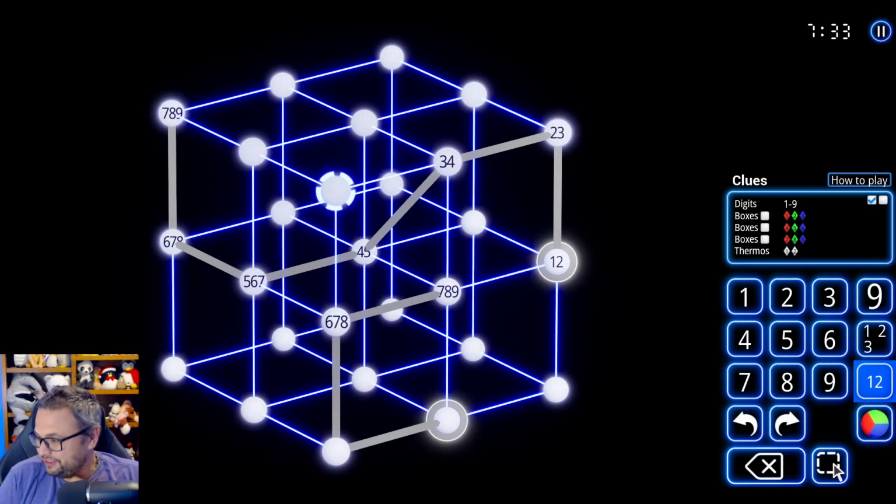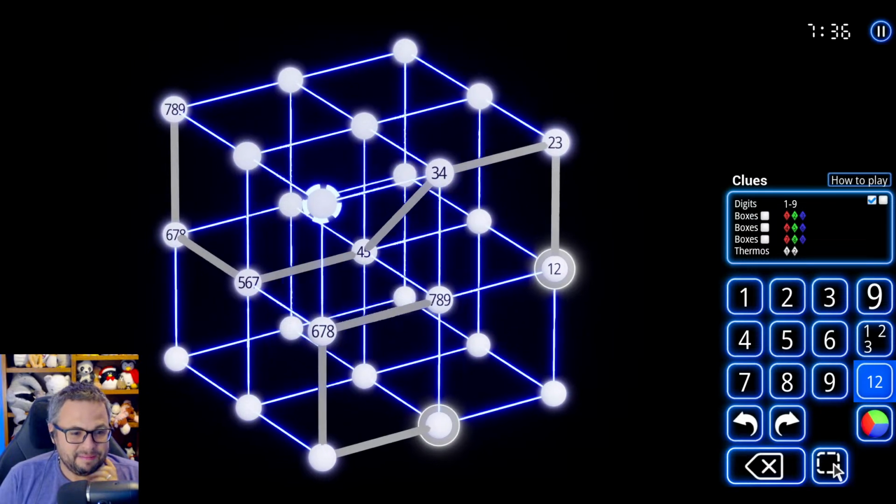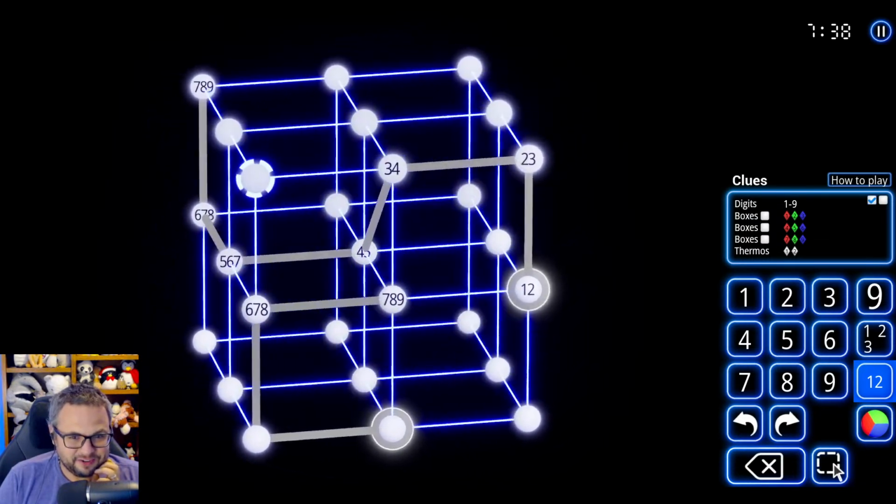What is this? This is Sudoku Topology. It's a demo that just came out on Steam.